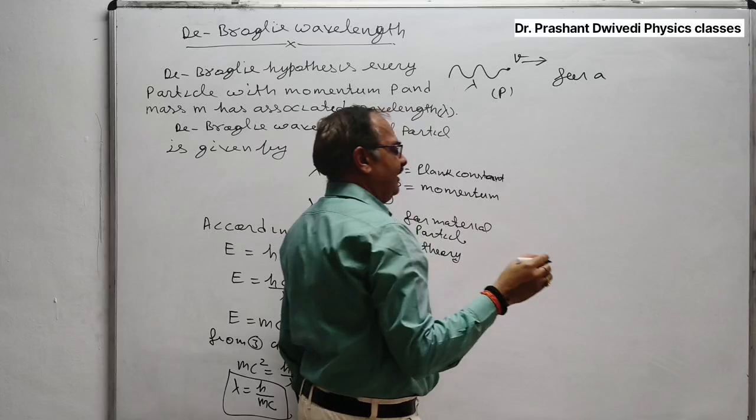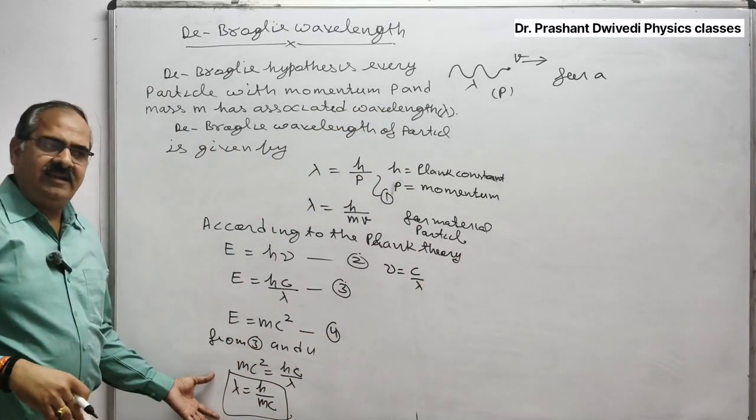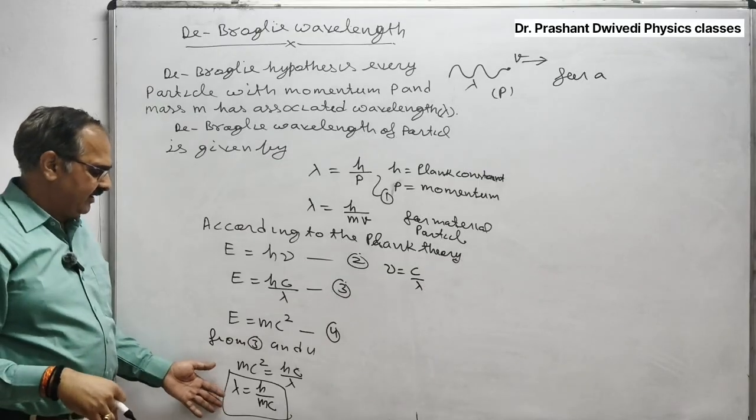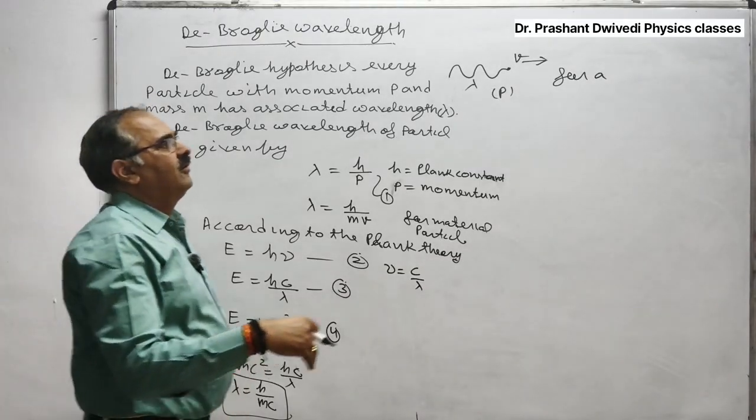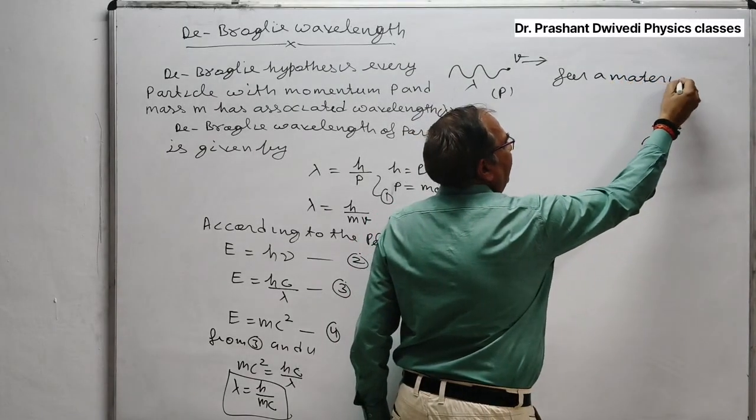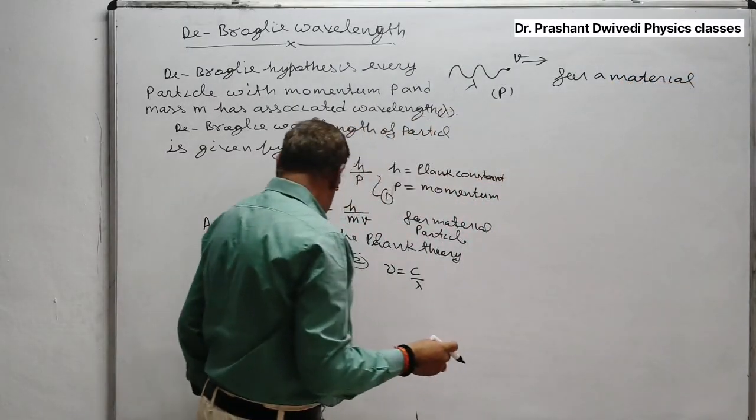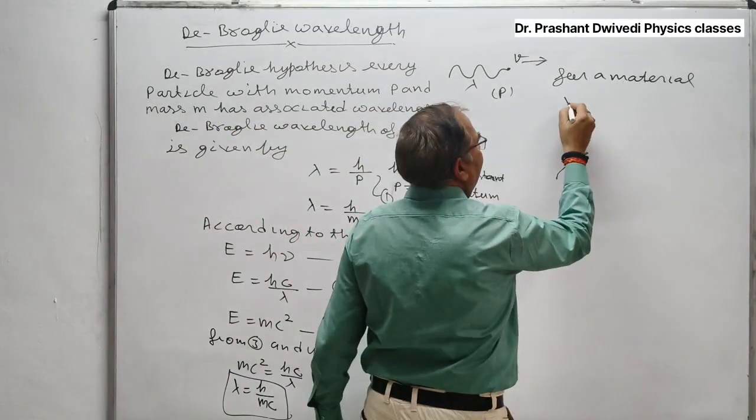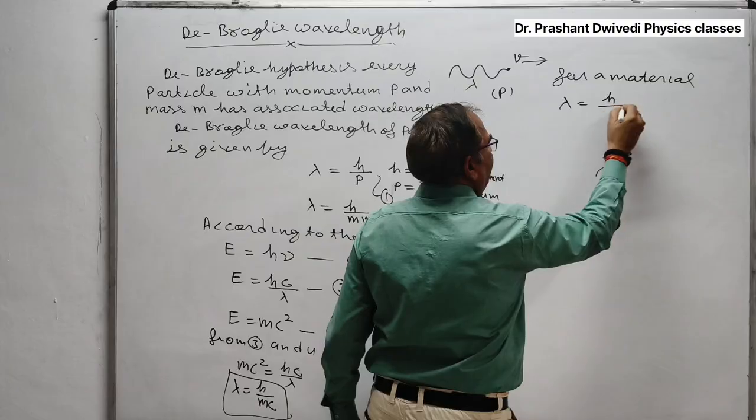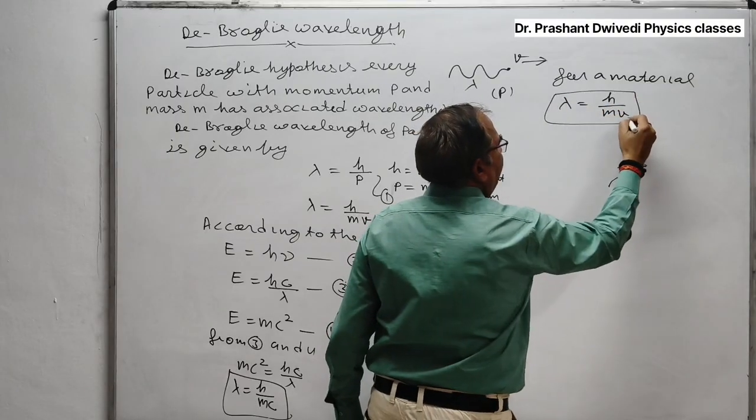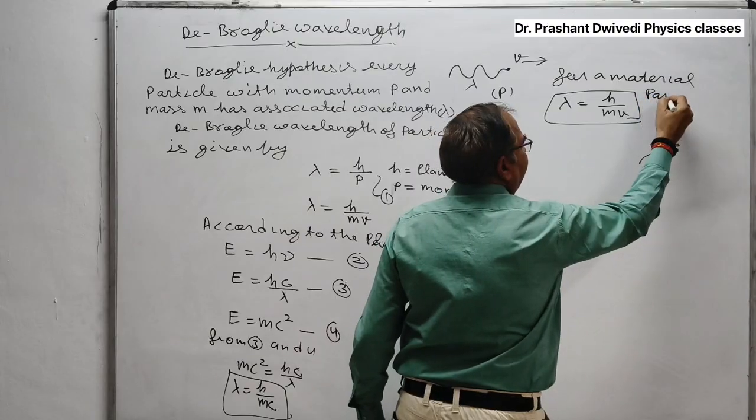For a light particle, lambda is equal to h upon mc. For a material particle, c is equal to v, so lambda is equal to h upon mv for a material particle.